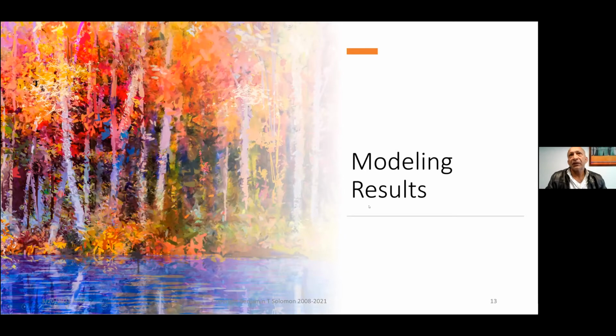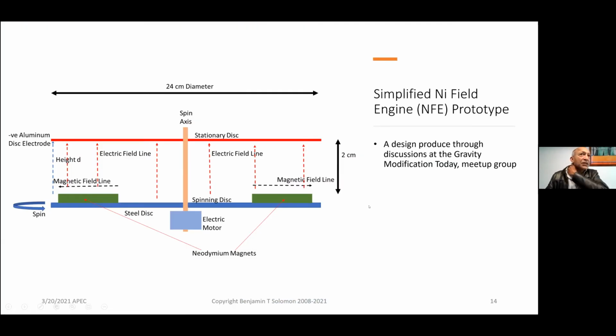And modeling results. Okay, in December 2019, I formed a meetup group called Gravity Modification Today. Today is in response to Michio Kaku having said that gravity modification is something we'll only be able to do in about 300 or 400 years. Nonsense.